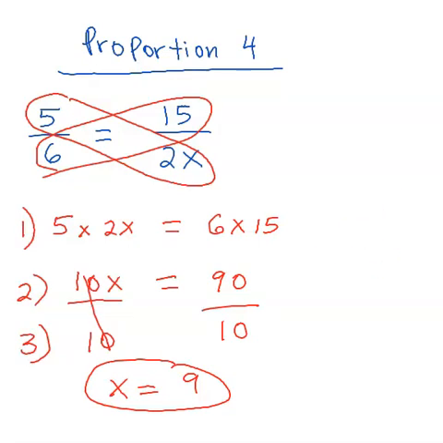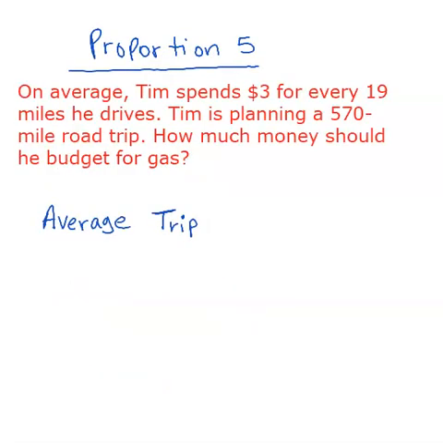All right. The next problem that we have is proportion 5. Sometimes the problem comes in a word problem setting, so you have to know how to approach that too. You have to know how to dissect it and read it. So on average, Tim spends $3 for every 19 miles he drives. And Tim is planning a 570-mile road trip. How much money should he budget for gas?